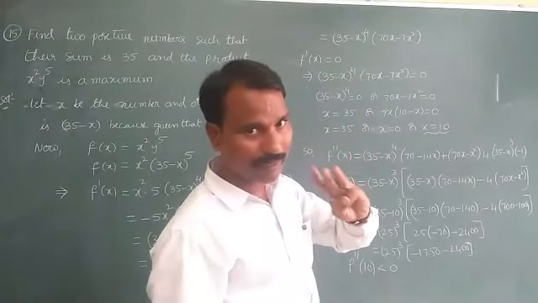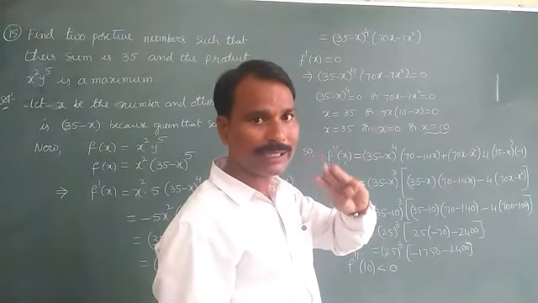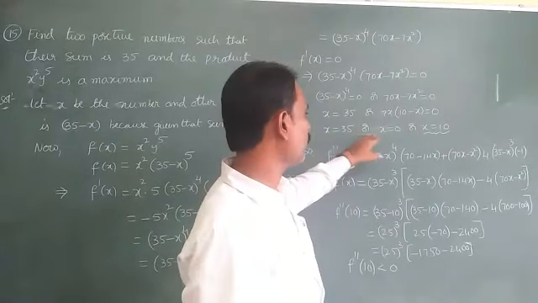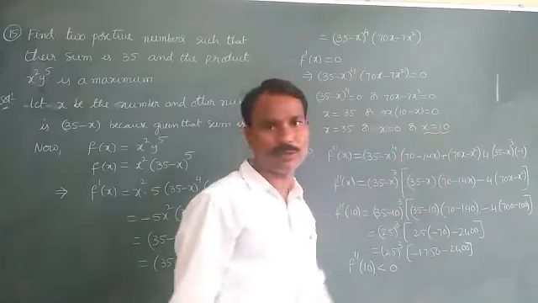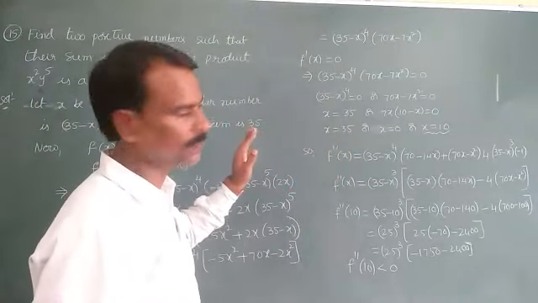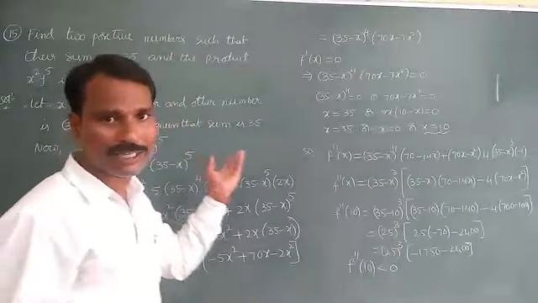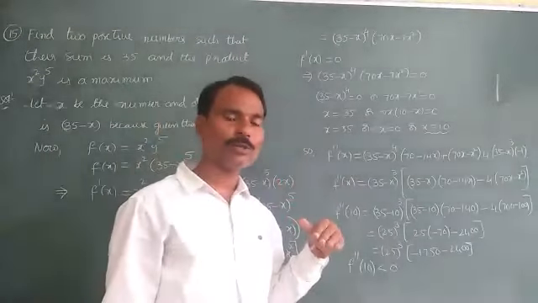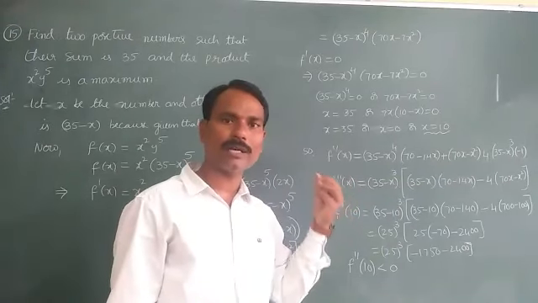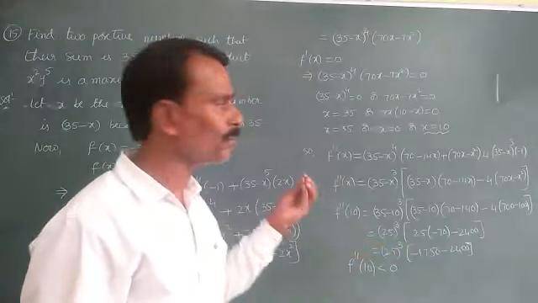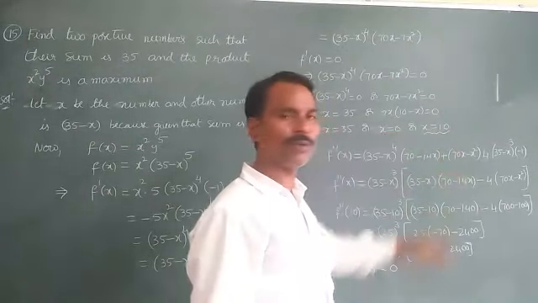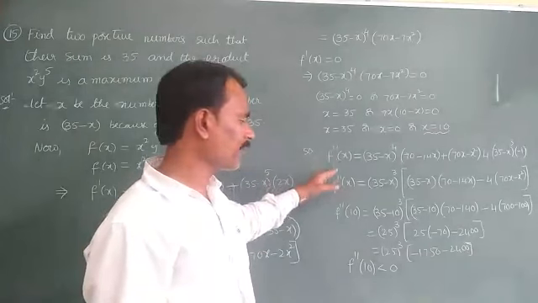Finally, three values will be there. That means you will get three critical points. One is x equal to 35, one is x equal to 0, and one more is x equal to 10. Why is x equal to 35 not a solution? Because the sum of the two numbers being 35 means one number should be 0, which is meaningless because 0 is not a positive number. So here both 0 and 35 are not solutions. X equal to 10, and again go for the double derivative test.